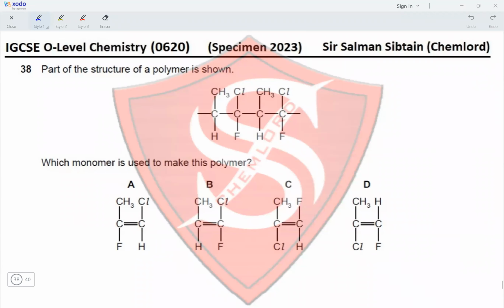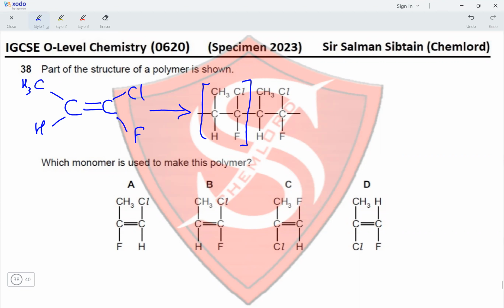Question 38. Part of the structure of a polymer is shown. Now, since this polymer does not have any ester or amide bond, that means this is an addition polymer. And in order to isolate the repeat unit, we start from here and we have a repeating CCH3CH. So this is the repeat unit of this addition polymer. Which monomer is used to make this polymer? We can derive the monomer by introducing a double bond between the carbon atoms, one of them having a CH3 and a hydrogen atom attached to it, the other having a chlorine and a fluorine atom attached to it.